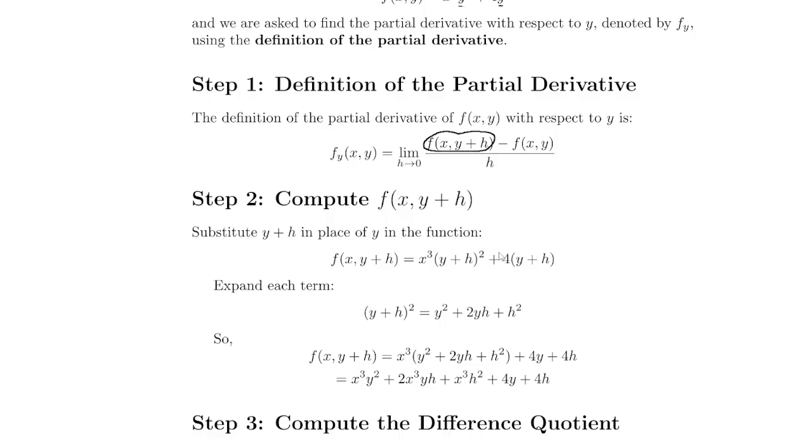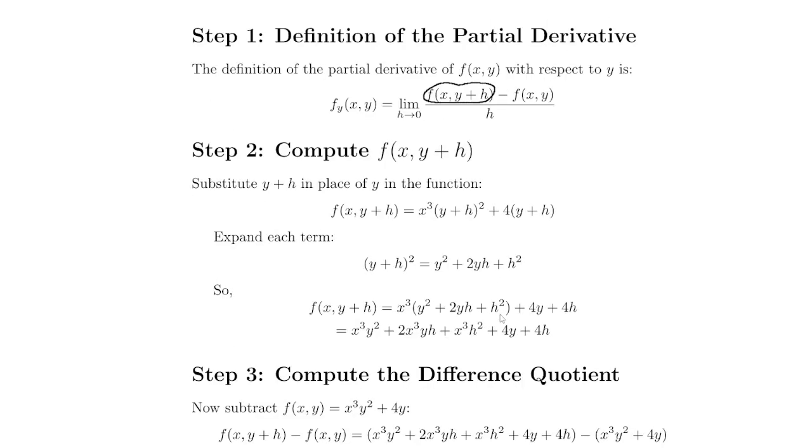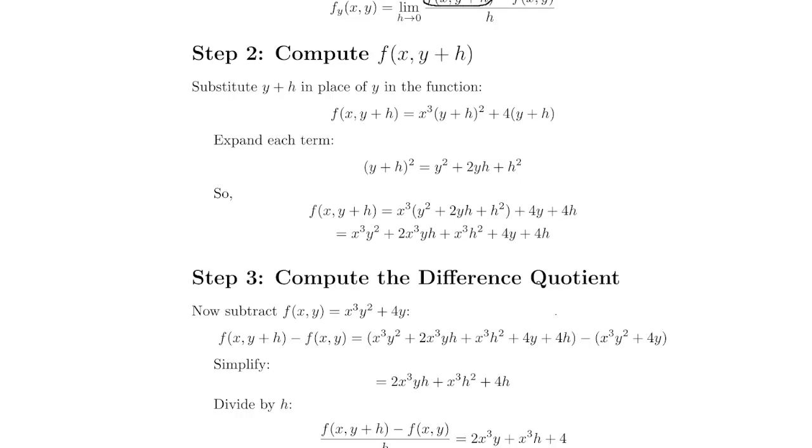The next step is to compute the difference quotient. So we're going to subtract f(x, y). So this parentheses here is f(x, y + h), and this is f(x, y). So we will subtract these, and notice that the x cubed y squared terms go away, and so does the 4y. So what's left is 2x cubed yh plus x cubed h squared plus 4h, and that's going to be all divided by h.